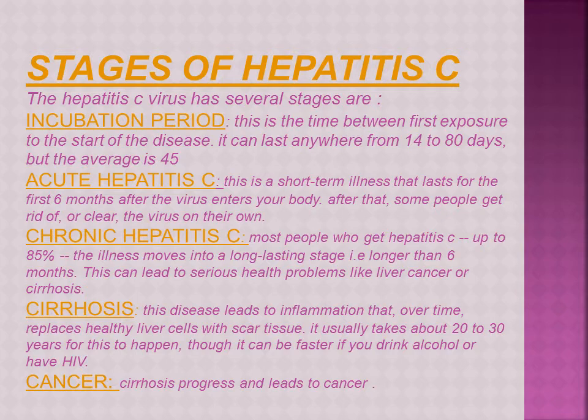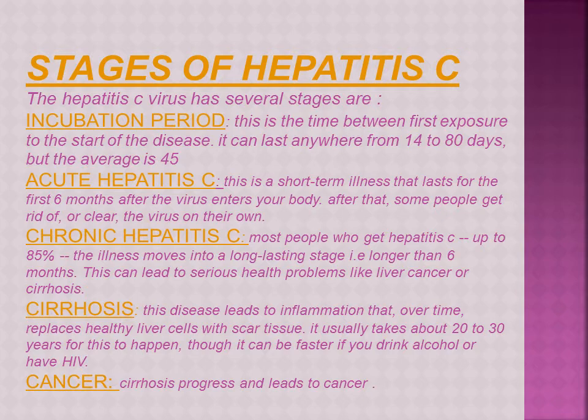After the incubation period, the disease that starts is called acute hepatitis. This is a short-term illness that lasts for 6 months after the virus enters your body. In some people, the virus clears on its own. If it progresses for 6 months or longer, the condition is called chronic hepatitis C. It is a long-lasting stage, longer than 6 months, that can lead to serious health problems like liver cancer and cirrhosis.